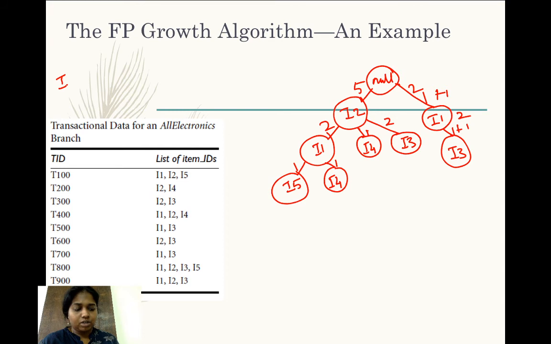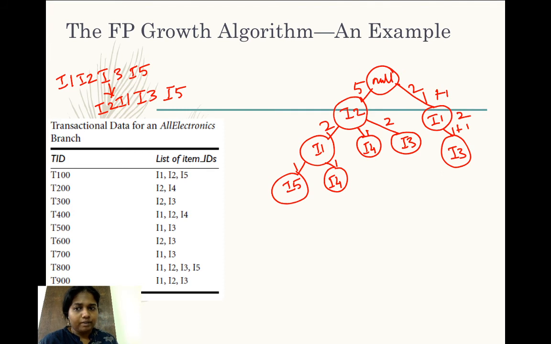T800 has got I1, I2, I3 and I5. Now this has to be reordered according to support value. It is going to be I2, I1, I3 and I5. This is the order.